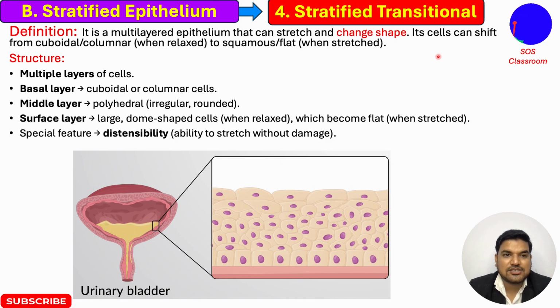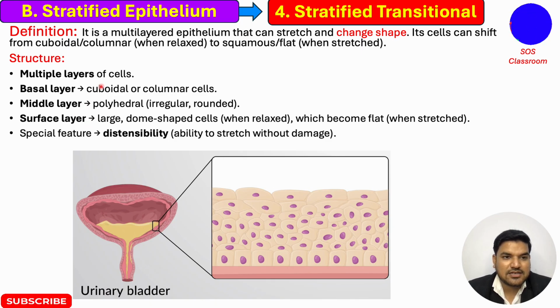Next is the stratified transitional. Stratified transitional means the cells have a specific function and change in size and shape. So it is a multi-layer epithelium that can stretch and change shape. It can shift from cuboidal or columnar when relaxed to squamous when flat or stretched.